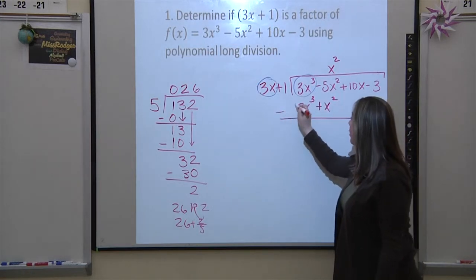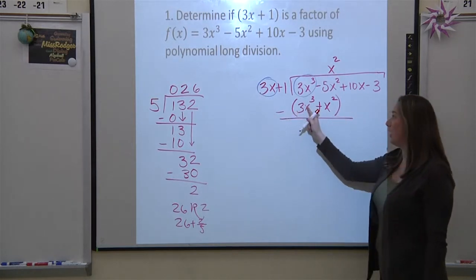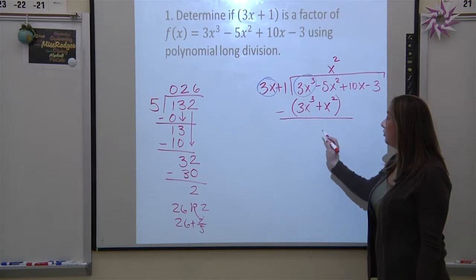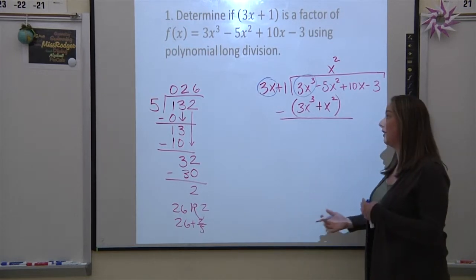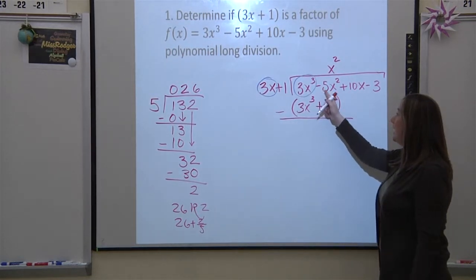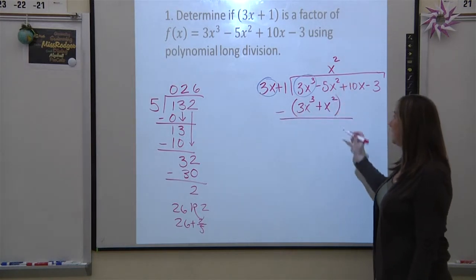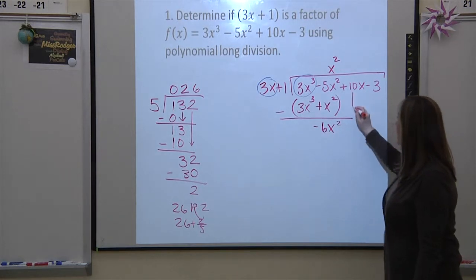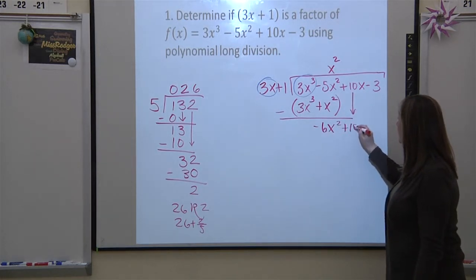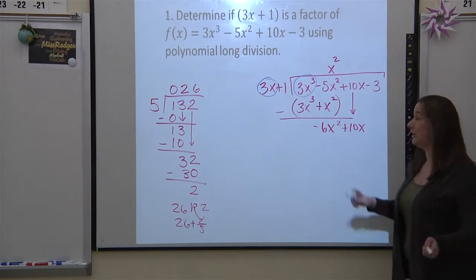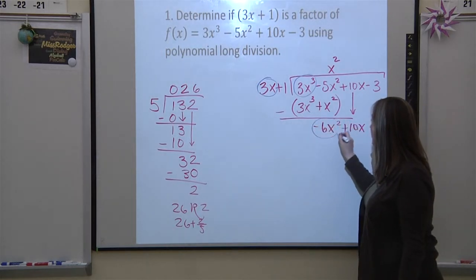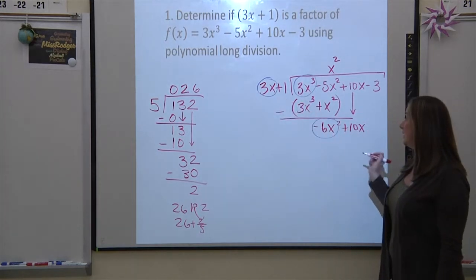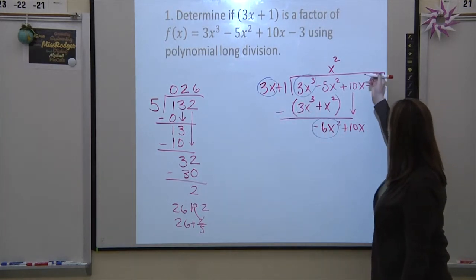And again, I'm going to subtract, and I've got to make sure I subtract both of those values. 3x cubed minus 3x cubed is going to give me a 0x cubed. I can write that or I don't have to. Negative 5x squared minus x squared is going to give me negative 6x squared. I'm going to now bring down my 10x. And I'm going to illustrate the same process. And I like to circle this so I can keep it all organized. 3x goes into negative 6x squared, negative 2x times.